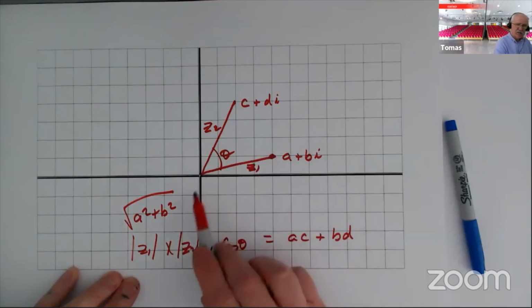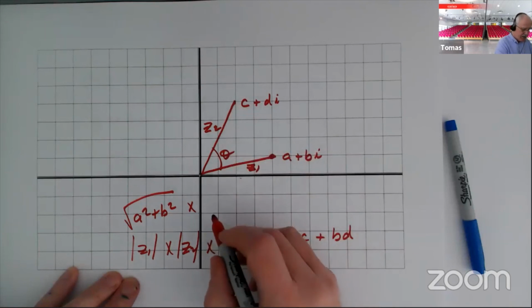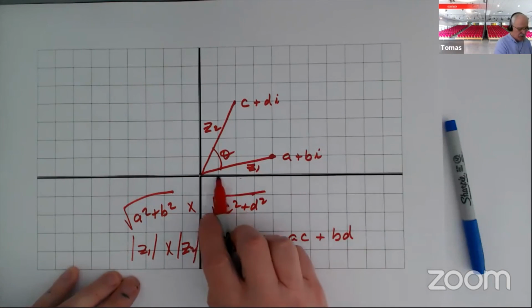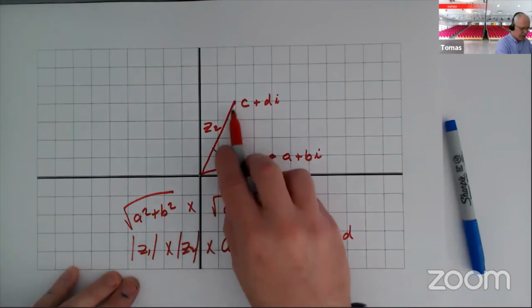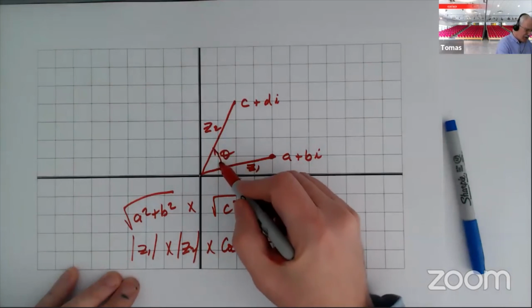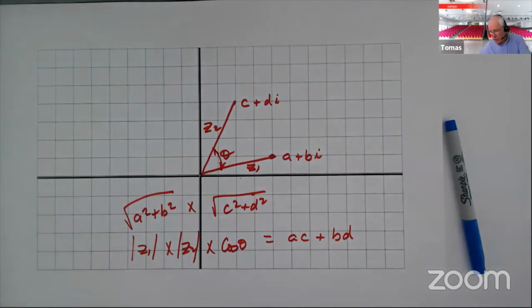Well, what's the modulus of C plus Di? It's pretty much the same. It's C squared plus D squared, square rooted, because you go out C and up D. So that's the first two bits. But how do we get this angle here, not to mention the cosine of it? How do we get that angle?